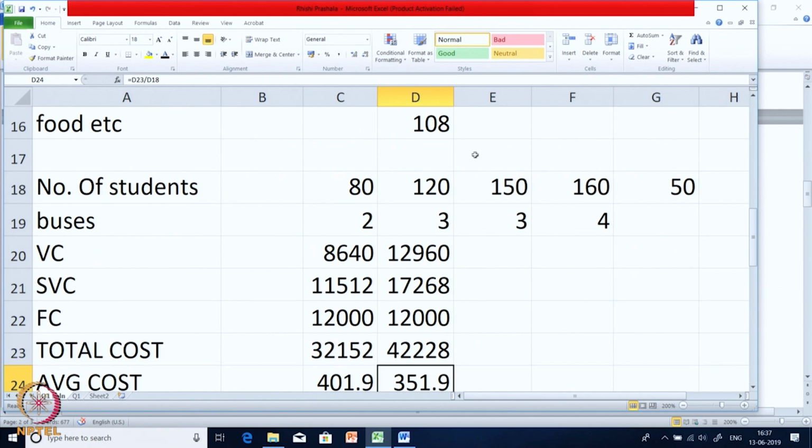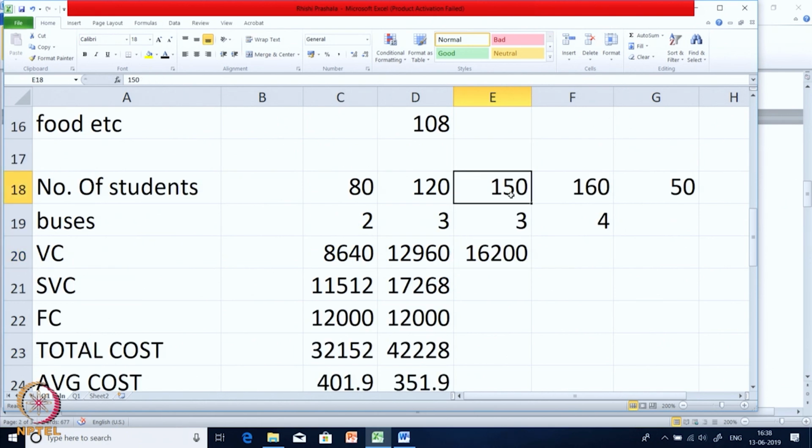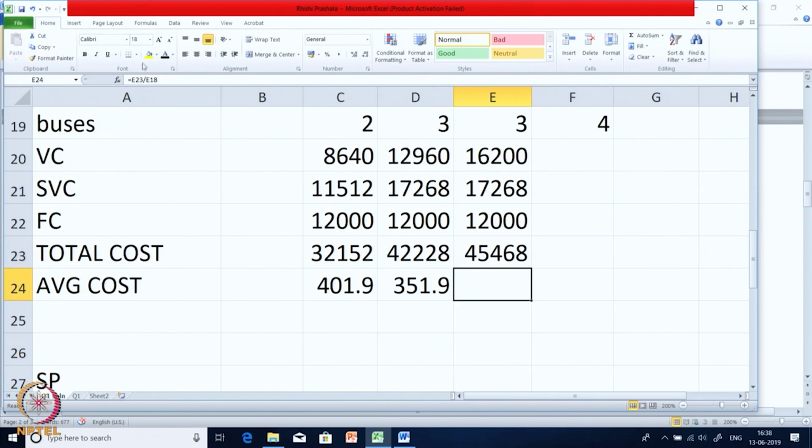Now let us see what happens if number of students go up to 150. So how much is a VC now? It is 16,200 at the rate of 108 into 150. Semi variable cost will be same now because it's now also 3 buses. Fixed cost is always constant at 12,000. Total cost will be now 45,468, and the average cost goes down to 303, because this is also known as economies of scale. Now you are having more students, so average cost is going down.